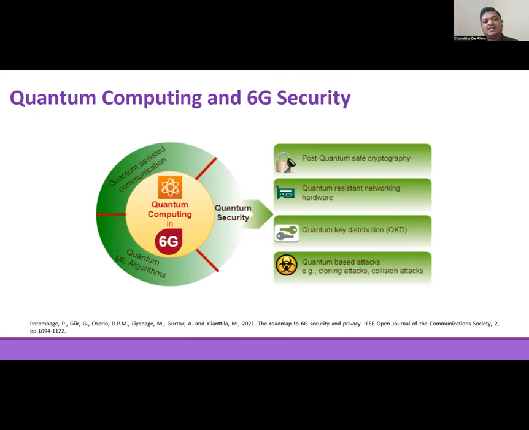So there's another branch of research that's moving towards making networks, making cryptography, making key distribution quantum resilient, like quantum key distribution. So that will also expose a new threat area, threat surface or attack surface, because there'll be quantum based attacks, right? So still, you can see it's a solution, but it also comes as a threat.